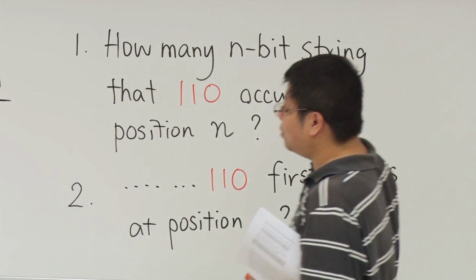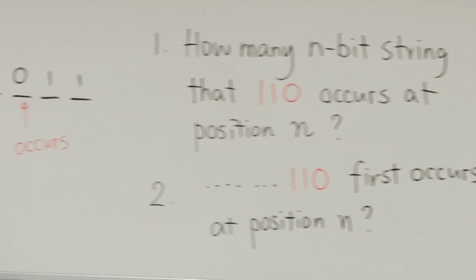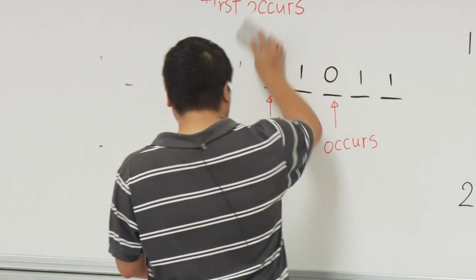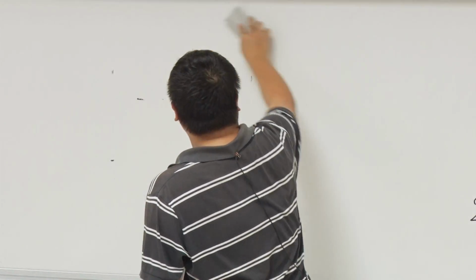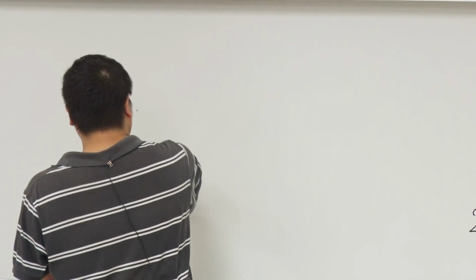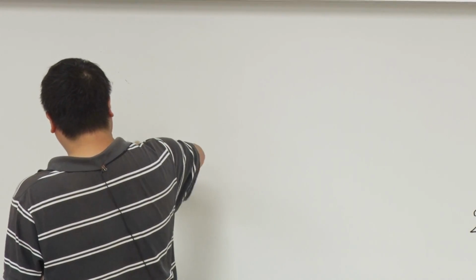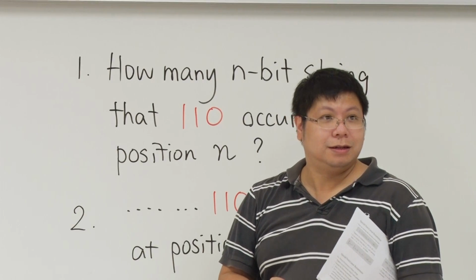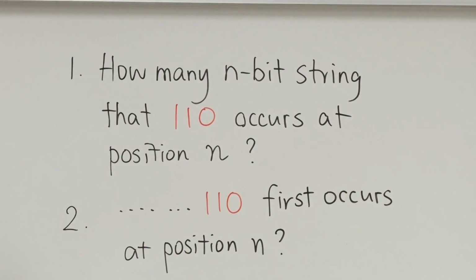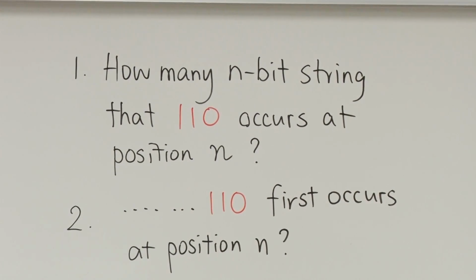Okay, now 1, 1, 0 will be super easy for the first question. So first of all, let's answer the first question. How many n-bit strings such that 1, 1, 0 occurs at position n? Two to the power n minus 3, right?